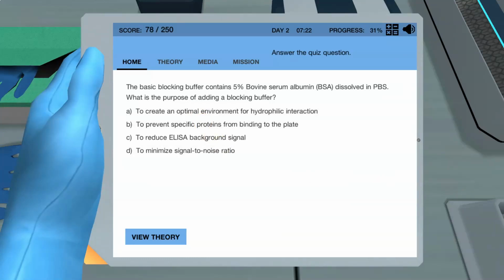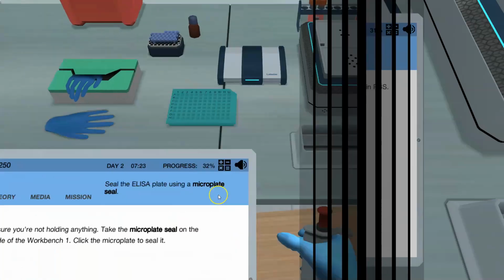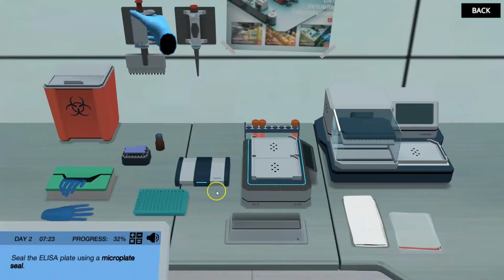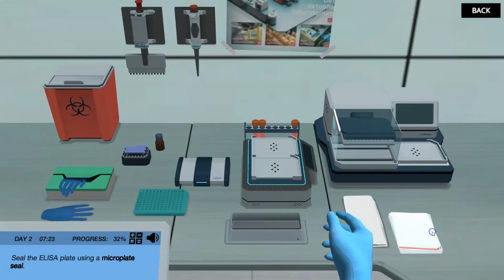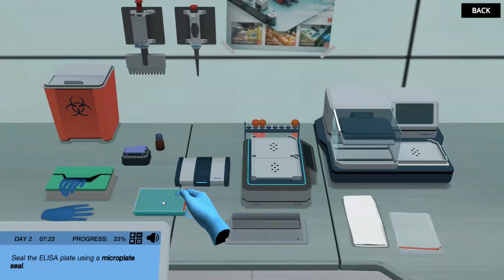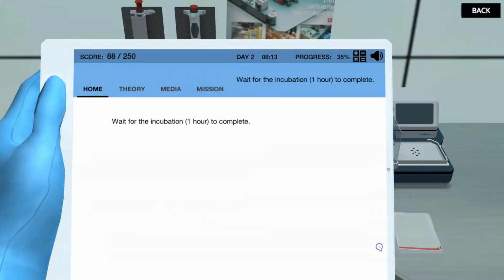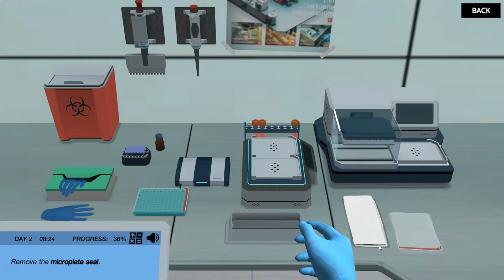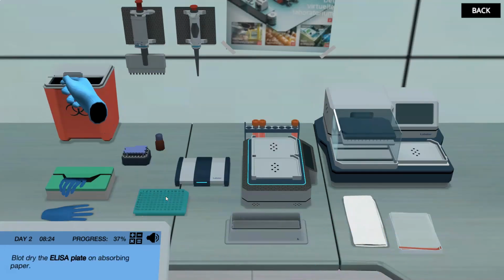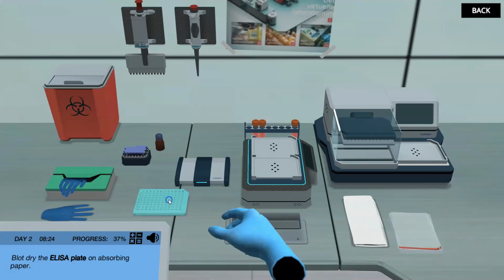What is the purpose of adding a blocking buffer? Seal the ELISA plate using a microplate seal. Don't incubate the plate in the shaker during this blocking step. Wait for the incubation to remove the microplate seal. Blot dry the ELISA plate on absorbing paper.